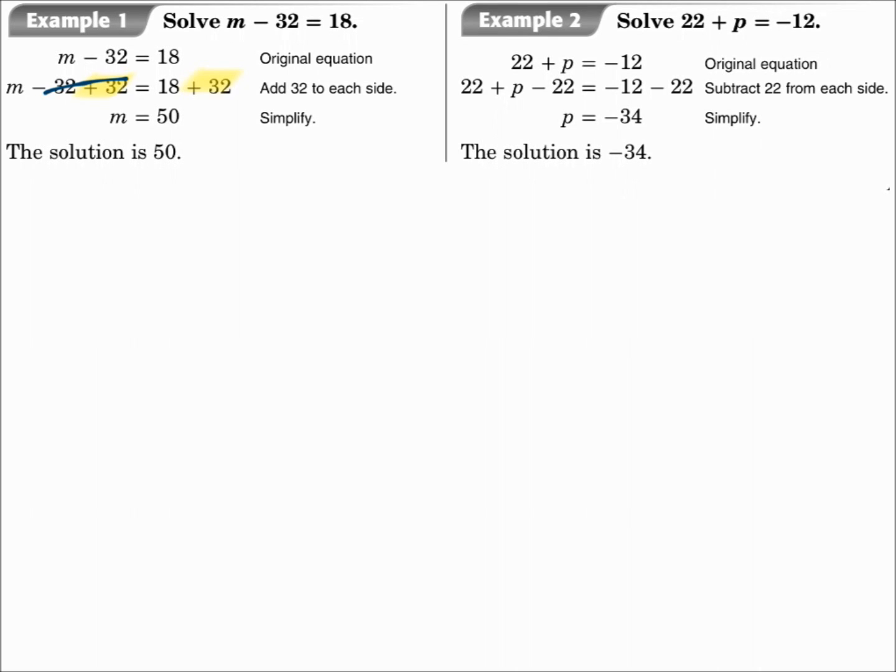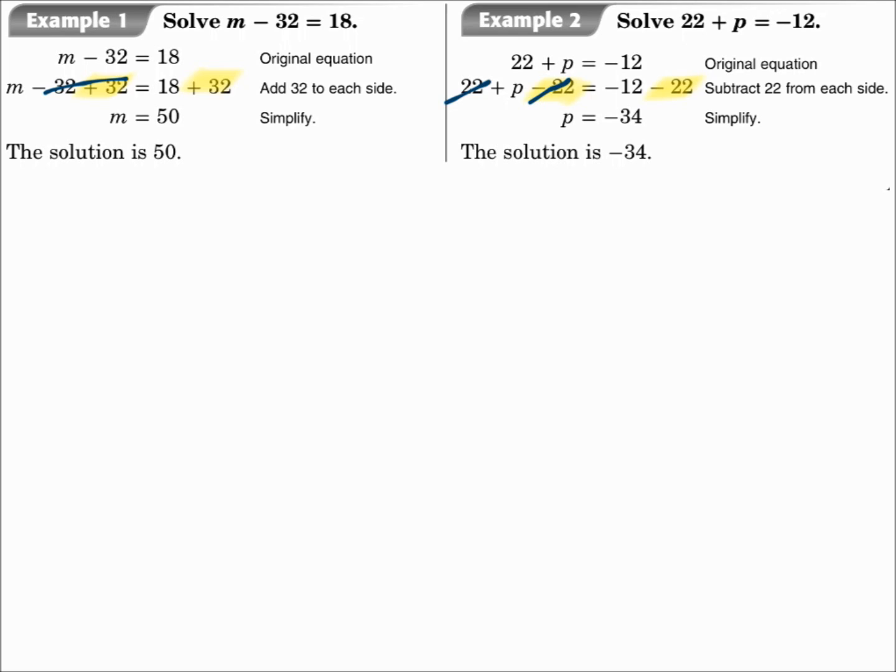Example 2. Solve 22 plus p equals negative 12. Well, since that's a 22 plus p, and the 22 is positive, do the opposite of a positive and get a minus. Subtract 22 from each side. On the left, 22 minus 22 is 0, and p plus 0 is just p. So the 22's cancel out, leaving the variable by itself. On the right, negative 12 minus 22 is negative 34.